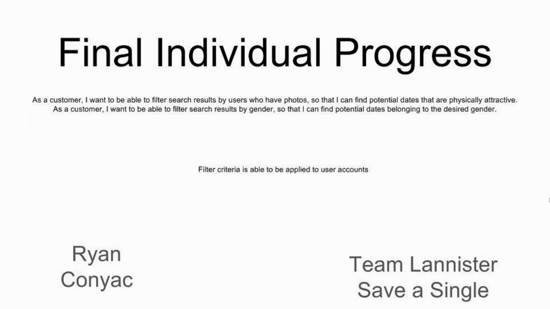As a customer, I want to be able to filter search results by users who have photos so that I can find potential dates that are physically attractive. As a customer, I want to be able to filter search results by gender so I can find potential dates belonging to the desired gender. Both of these have an acceptance criteria: filter criteria is able to be applied to user accounts.